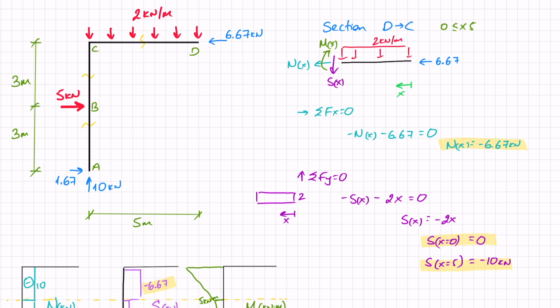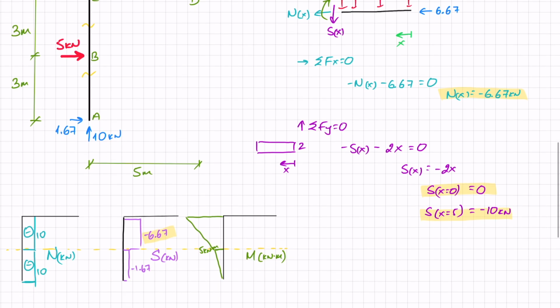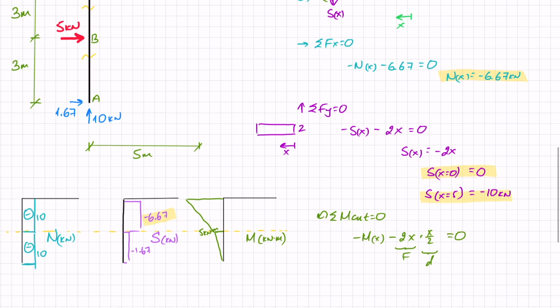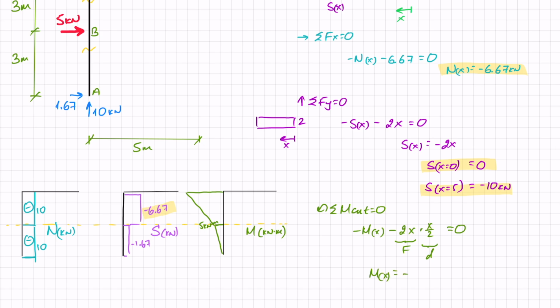The last thing that I need to look at is the moment. Obviously that's the moment at the cut, so sum of moments at the cut equals 0. Here, just because of the way that I've drawn it, I've got minus mx. I've also got minus the UDL, so minus 2 times x. That gives me the force, and the distance is x over 2, so times x over 2. That's all there is in terms of forces contributing to the moment. So that equals 0, and the moment equals minus x squared.